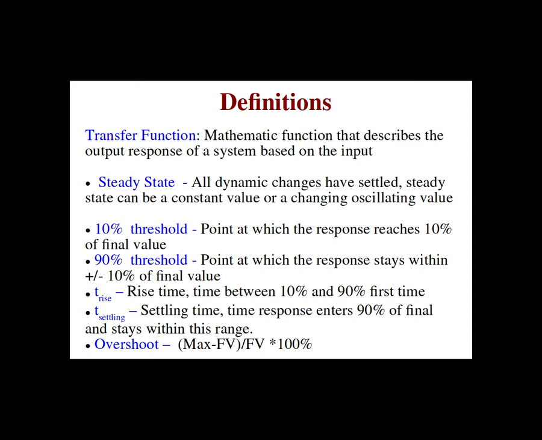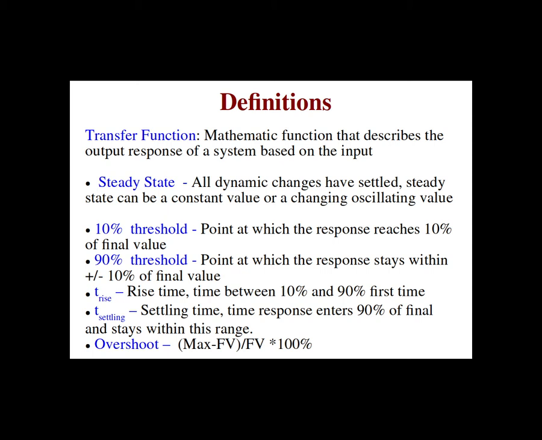Now the rise time, as you can see here, is defined as going between 10% and 90% of the final value. I'm sorry, it's a typo there. It should say final value, not first time. So the rise time is the time between 10% and 90% of the final value. And the settling time is the time that it gets within 10% of the final value and stays there.